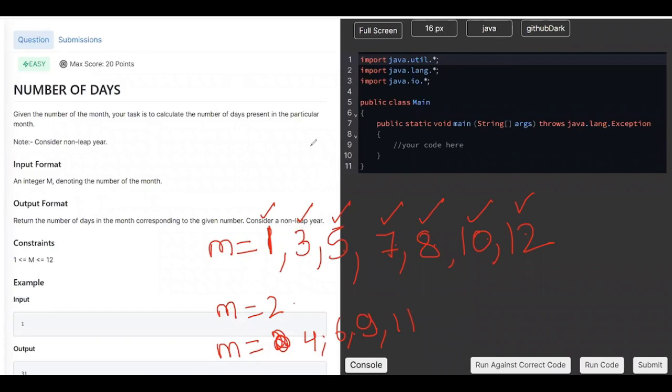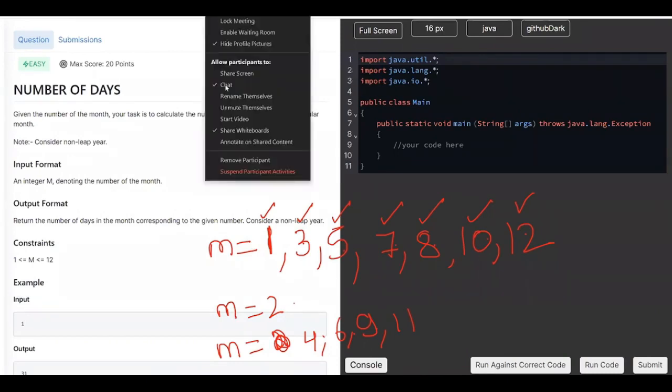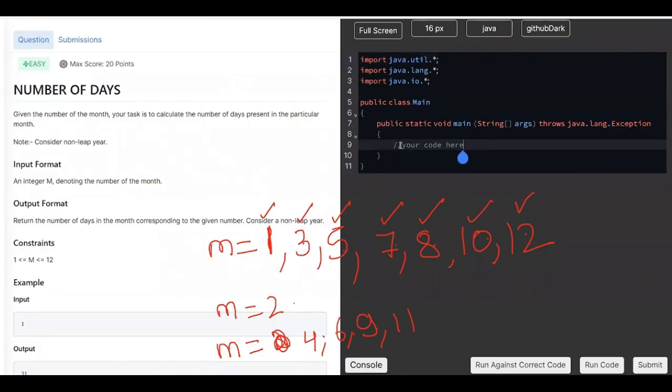Does everyone understand up to here? This is a basic calendar thing I am telling you. Okay. So now, guys, you are given the month number, and you just have to tell me how many days are in that particular month number. So, guys, I ask you very simply. I just tell you, you know what? Have something like this. Check.